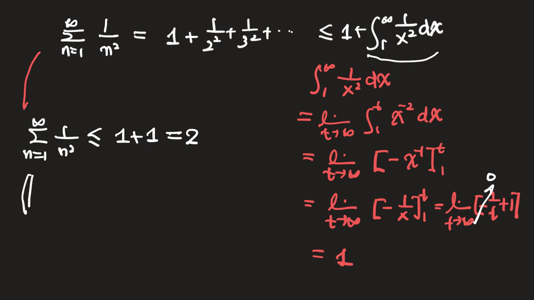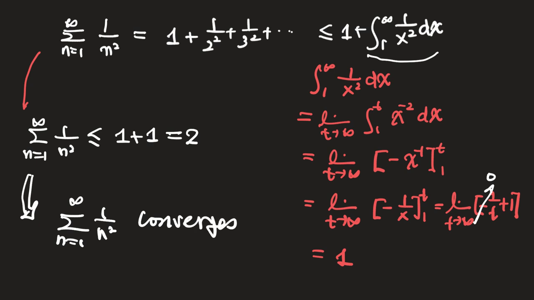So now our conclusion is that the summation n equals 1 to infinity of 1 over n squared is convergent. It should be between 0 and 2. So we have that conclusion, this infinite series is convergent. Be very careful here: we don't know the exact value, we just check whether this series is convergent or divergent.